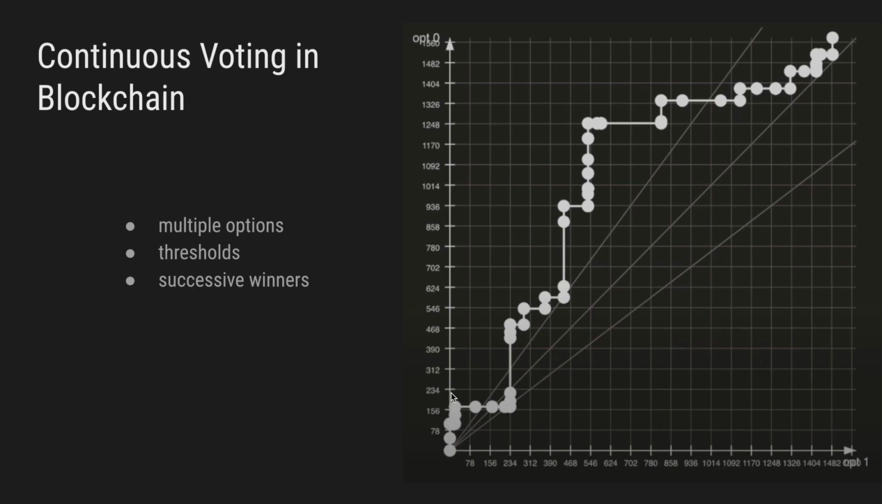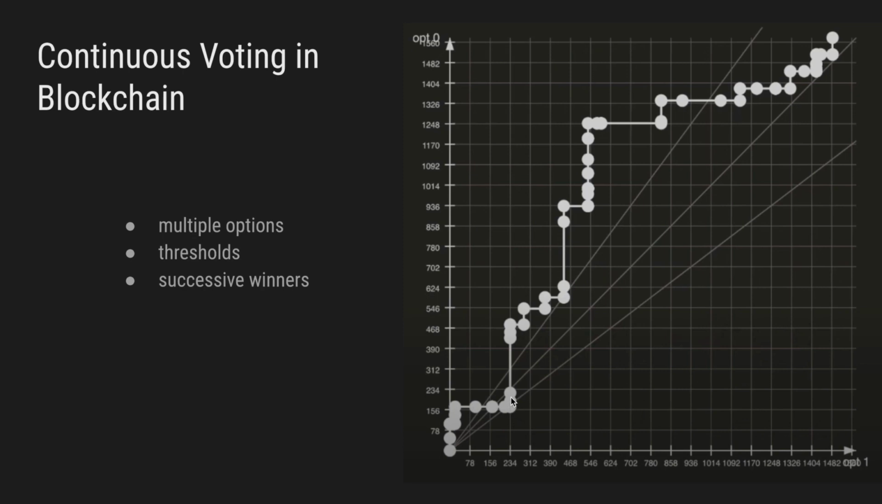Here in this area, we are above the threshold line in option 0. So at this point in time, option 0 on the y-axis has the most votes. And at this point in time, it was declared the winner. But then we see how option 1 on the x-axis gains more votes and passes its threshold. So at this point in time, option 1 wins.